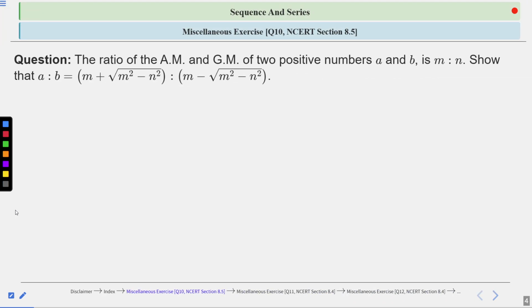Let us start with question number 10, which says: the ratio of arithmetic mean and geometric mean of two positive numbers a and b is m is to n. Show that a is to b is m plus root over m square minus n square is to m minus root over m square minus n square, right? The ratio of arithmetic mean and geometric mean is given, which is m upon n, and you just have to show that a is to b is m plus root over m square minus n square is to m minus root over m square minus n square.